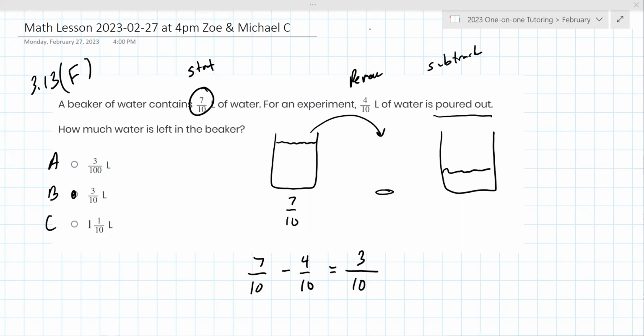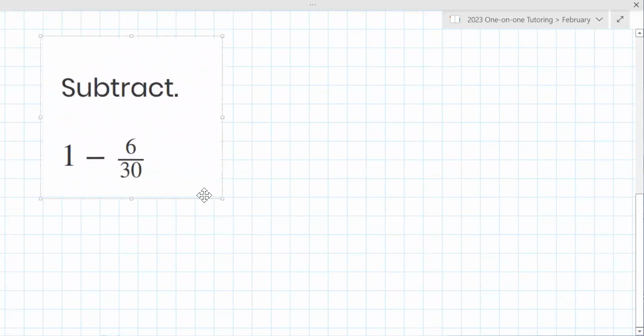Okay, so here's a new problem for us to work on. I guess you and I have not done this before. It says to subtract 1 minus 6 over 30. Okay, so 1 is really a fraction. 1 can be written as 1 over 1. Have you seen that before?